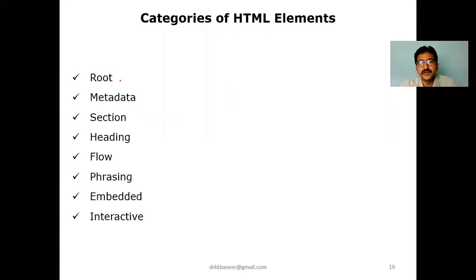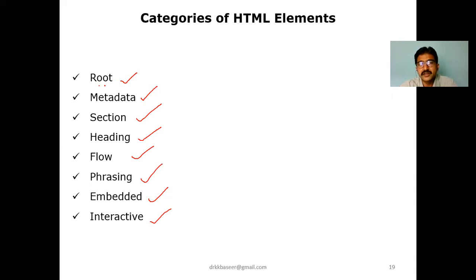So different categories are there. For example, root is one category, metadata is one category, section is another category, heading is another category, flow is another category, phrasing is another category, embedded is another category, interactive is another category. Okay, so these are the different categories of HTML elements.